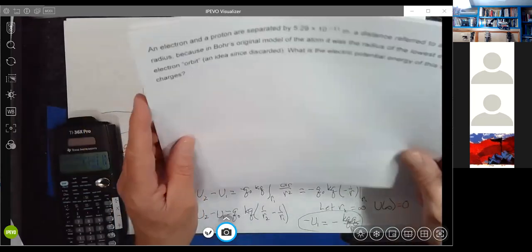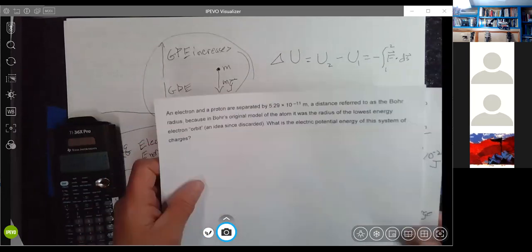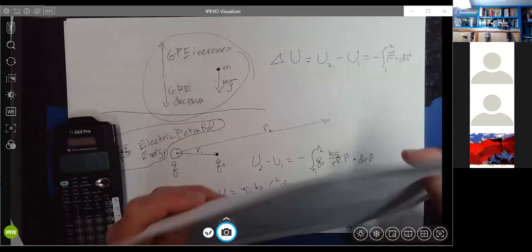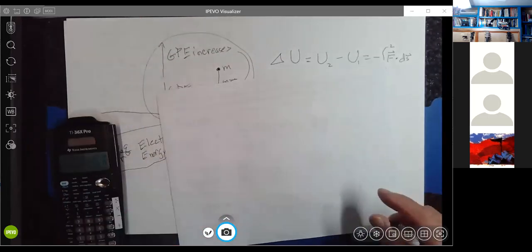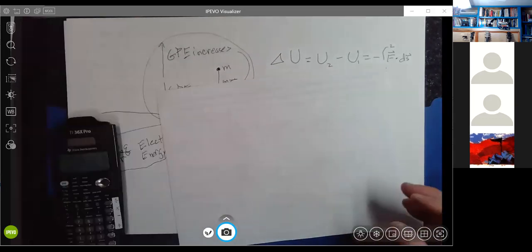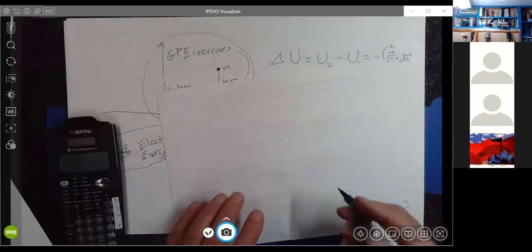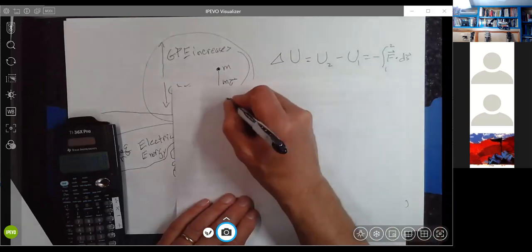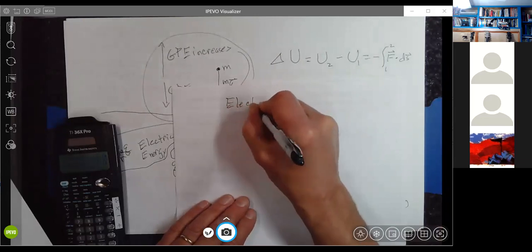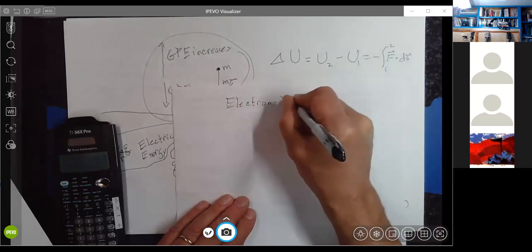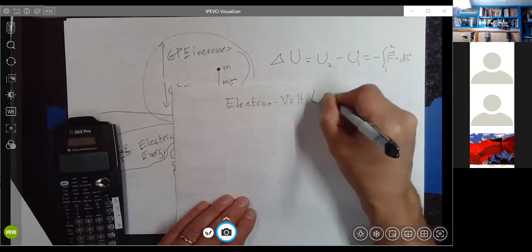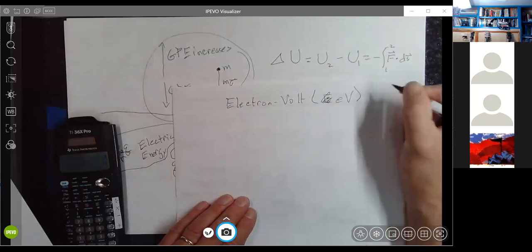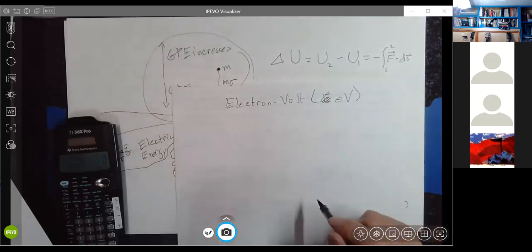Actually, before I do this problem, which is an electron and a proton separated by the Bohr radius, I'm going to introduce the idea of something called the electron volt. The unit looks like a lowercase e with an uppercase V, and that's the way you abbreviate that unit.